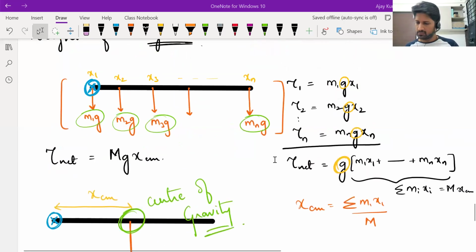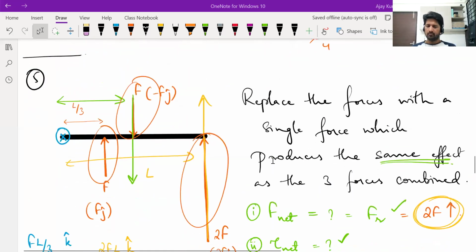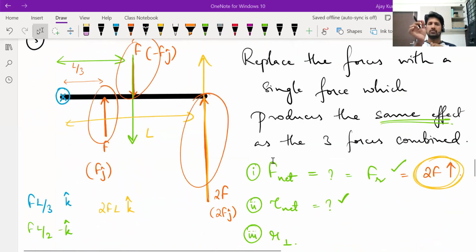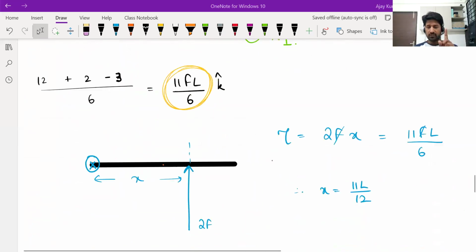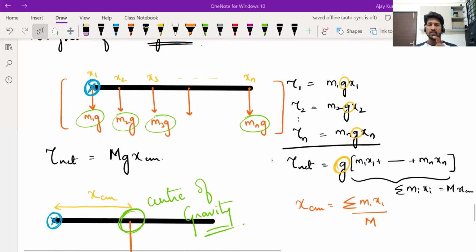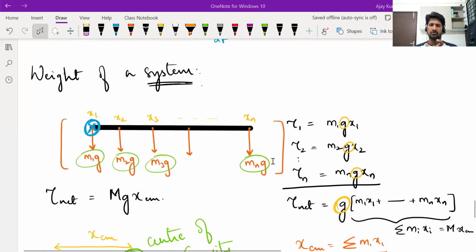So what did we learn now? First, in the previous problem, we learned how to replace a set of forces with a single force such that it produces the same translational and rotational effect. Same translational effect means net force should be the same. Same rotational effect means net torque should be the same. So it is possible to replace a set of forces with a single force. But if you know the forces individually, if there are only a few forces and you know at what distances they are acting, there's no point replacing them with a single force. But we can use that idea to express the weight of a system as a single force.